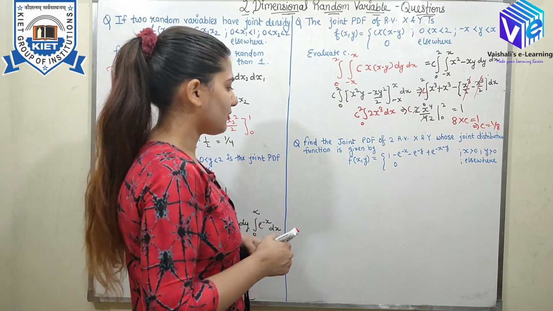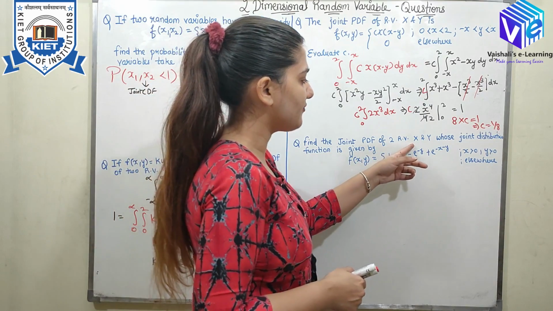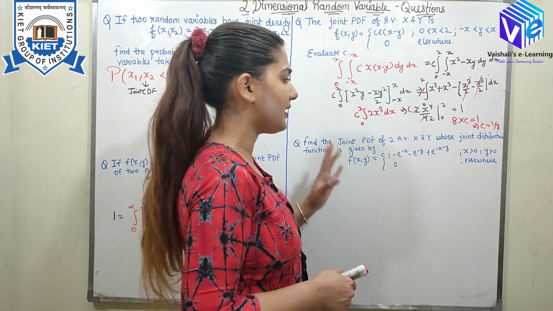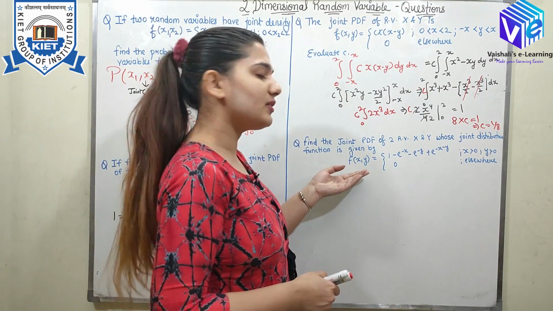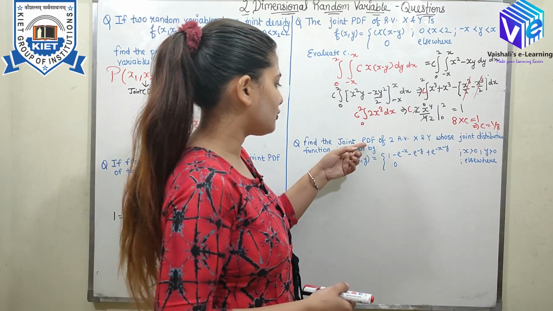Now coming to the next question. The next question states, find the joint PDF of two random variables x and y whose joint distribution function is given by. Here it is opposite. I am given the joint distribution function, and now I need to find the joint PDF.